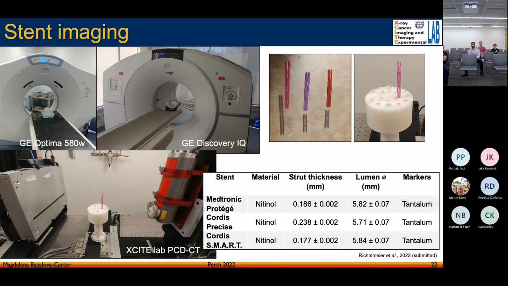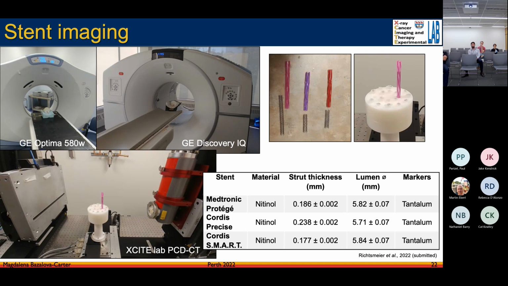He basically gave us 3 different stent types, Medtronic Protege, Cordis Precise, and Cordis Smart. They're all made of the same material, nitinol, but they have different properties in terms of the strut thickness, or wire thickness, and the lumen diameter. And they all also have tantalum markers. Every now and then along the stent, you have sets of tantalum markers just to make sure that they are really opaque in your images.